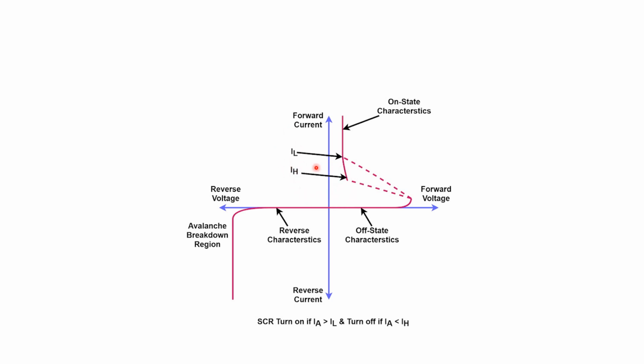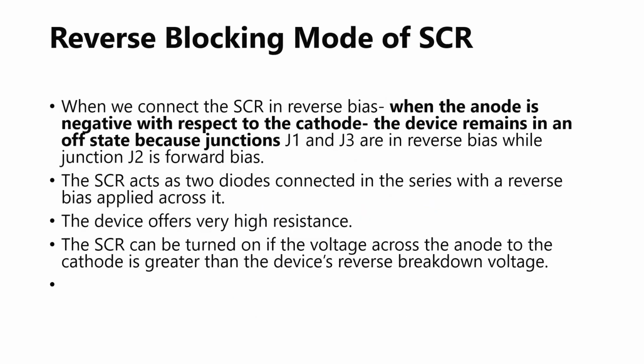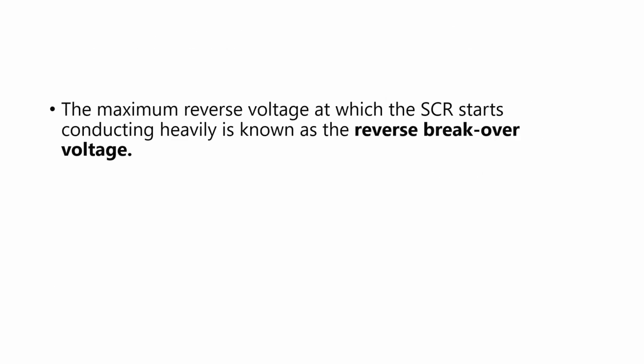This is the minimum value at which the current keeps on increasing. Once the current is above the latching current, your device will be on. But if it goes below the holding current, your device will be turned off. So this is about the SCR.